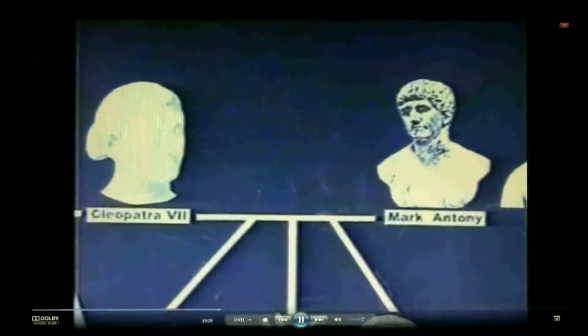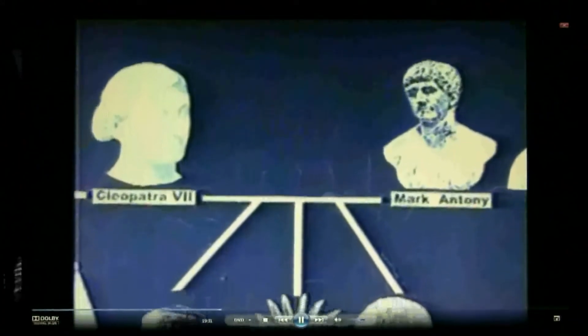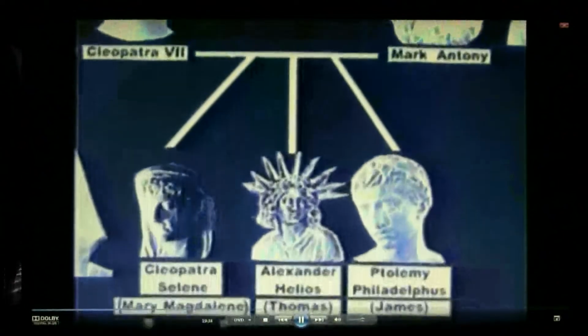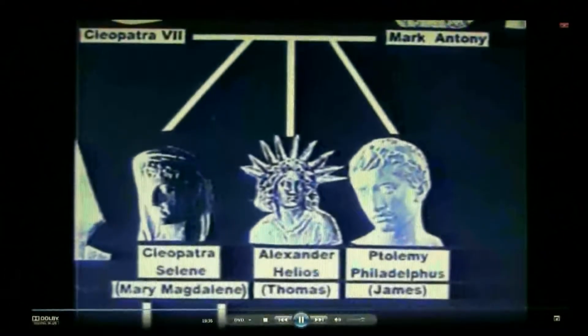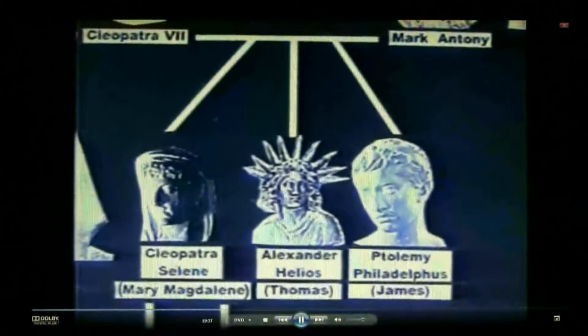The second Mary present at the crucifixion was Jesus' younger half-sister, Mary Magdalene, whose birth name was Selene. She is also identified in the Bible as Mary of Cleopas, meaning Mary of Cleopatra. Selene was the orphan daughter of Cleopatra and Mark Antony, who both committed suicide.